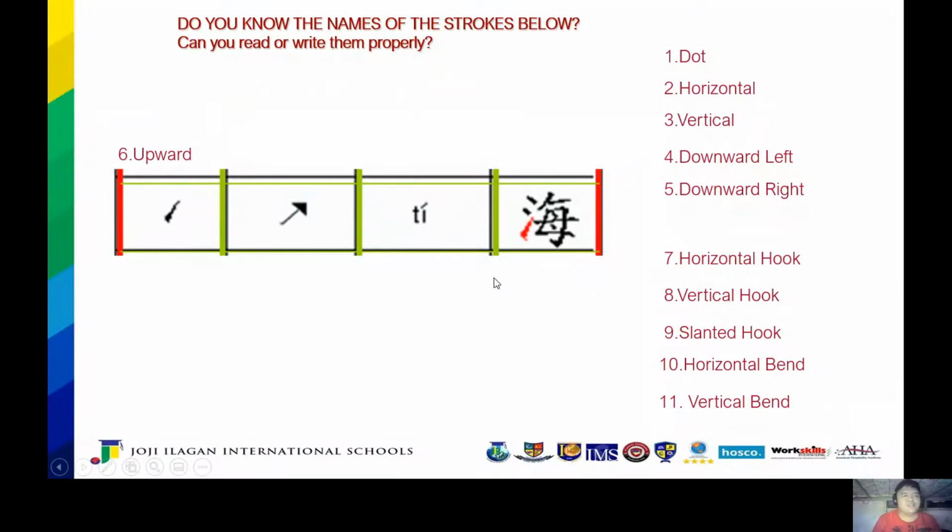Okay. Ayan. I hope you're still following me. I know live tayo and marami tayong mga gagawin pa. Dami pang strokes. We still have number 6, the upward stroke. In Mandarin, you pronounce this as ti. So it's basically like the downward left stroke, but it's upward, going upward to the right. So how to write the ti, or the upward stroke?